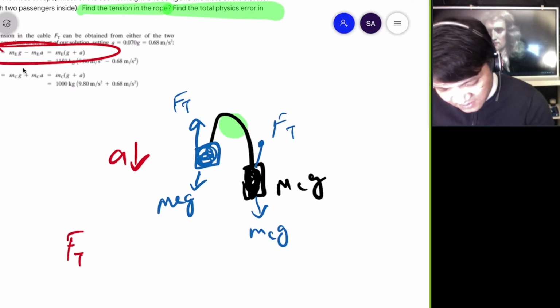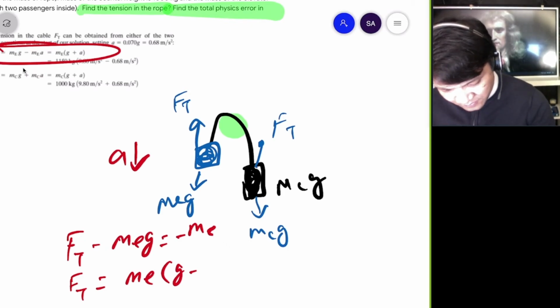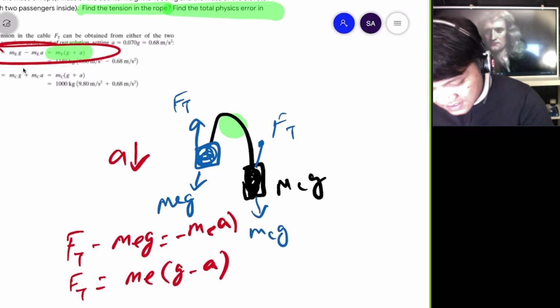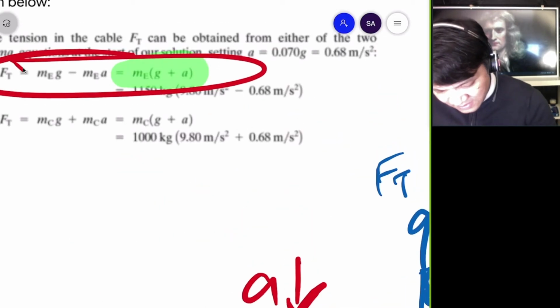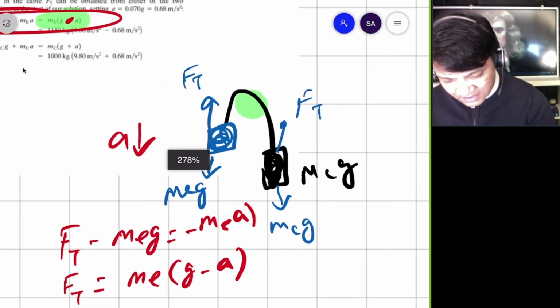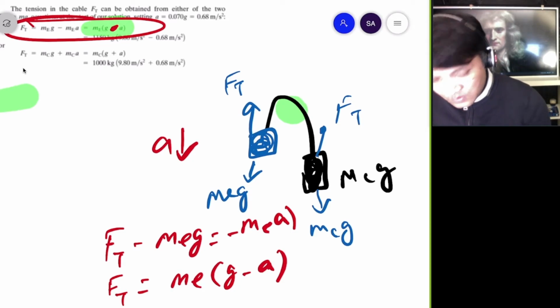Why is it a mistake? This one is accelerating down because it is heavier. That means FT minus MEG is equal to minus MEA. So FT is equal to ME times (G minus A), but that's not what I see. I see over here MEG plus A. So this one has to be negative for the reason I explained, because this is accelerating downward. So there is only one mistake, the other one is correct.